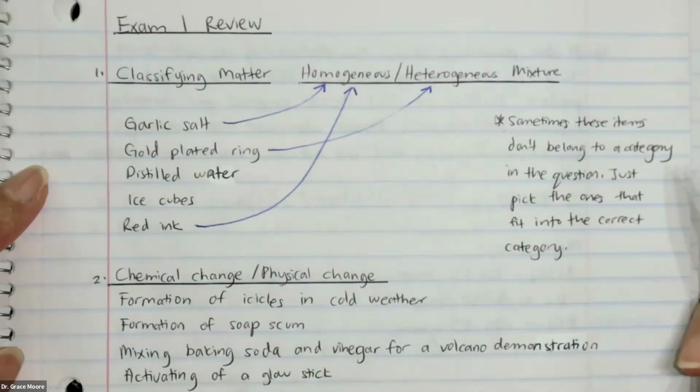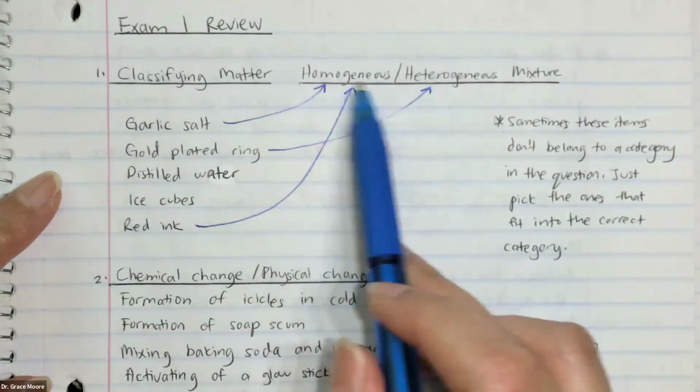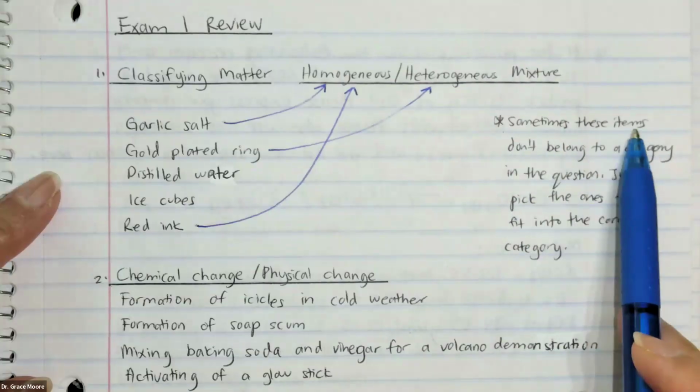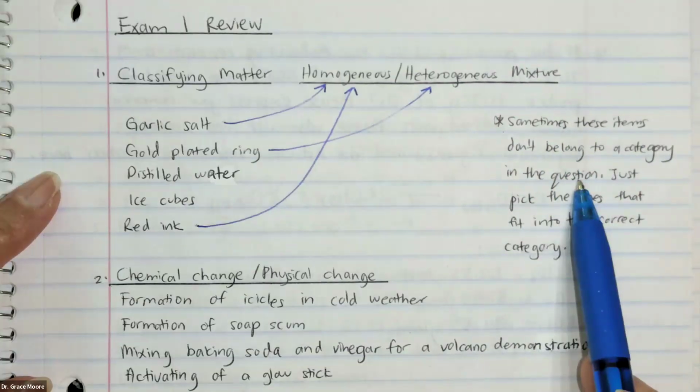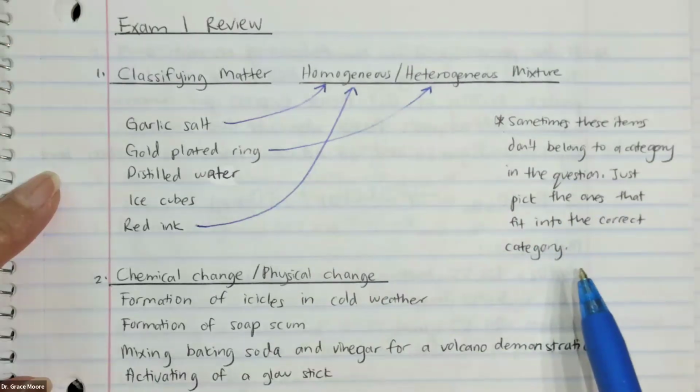Right, we're going to go over review for exam one. In the first question, we're going to look at homogeneous mixture versus heterogeneous mixture. Keep in mind that sometimes these items do not belong to a category in a question. Just pick the ones that fit into the correct category. So sometimes you use all of it, sometimes you don't use all of it.